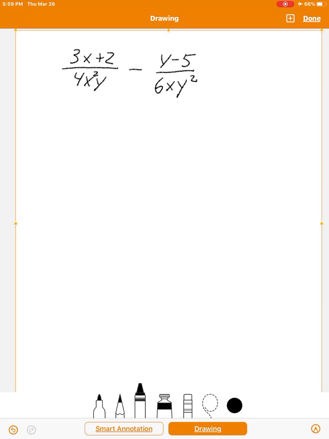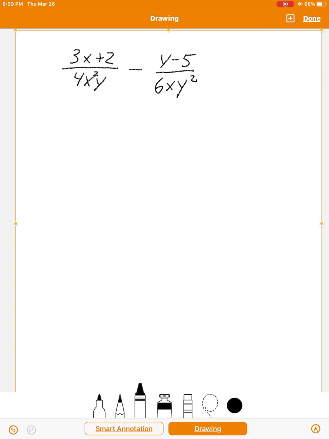Okay, here's the third try. So the key again is to get the denominators the same. So you look at the number in the denominator first, then look at the x term, then look at the y term. So let's look at the numbers. We have a 4 and a 6.